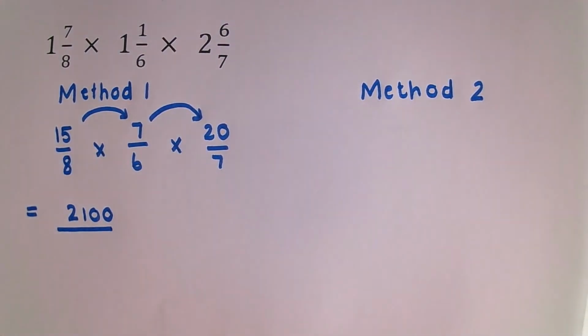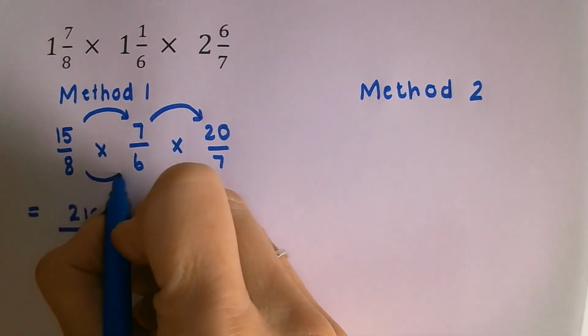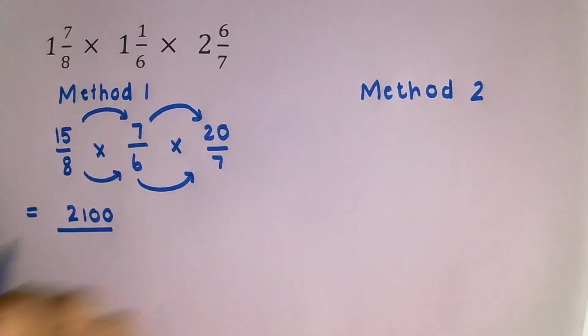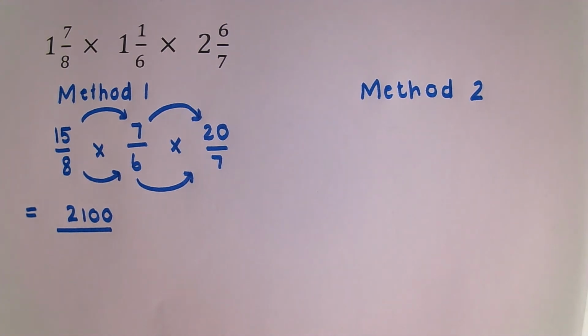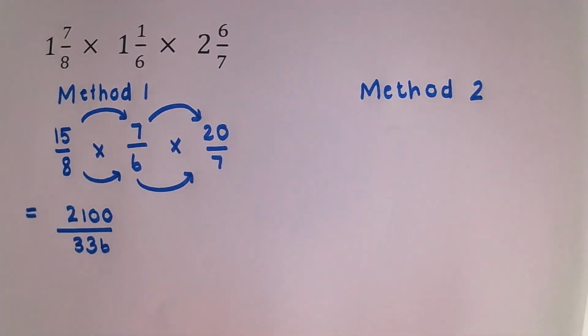If you need to do working out on the side, you are more than welcome to do that. Next one, we're going to times out our bottom numbers. We've got 8 times 6. 8 times 6 is 48. 48 times 7, and you're going to get 336. And that's quite a big one there.